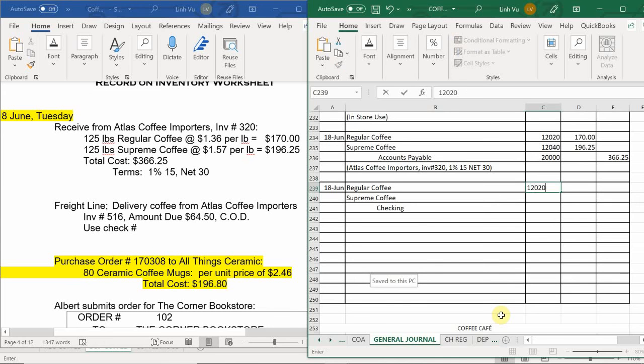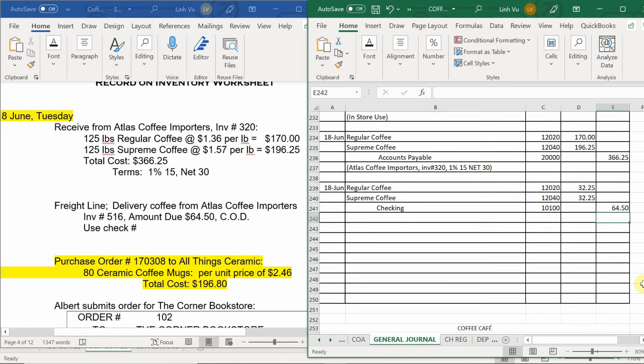We have 64.50 in checking, and now we split half and half. Yep, half and half because they're both 125 pounds each, right? So in this case, it's 100% going to be based on weight. Okay. 32.25 and 32.25. Okay, so there you go. 32.25 for each, and 64.50 total.